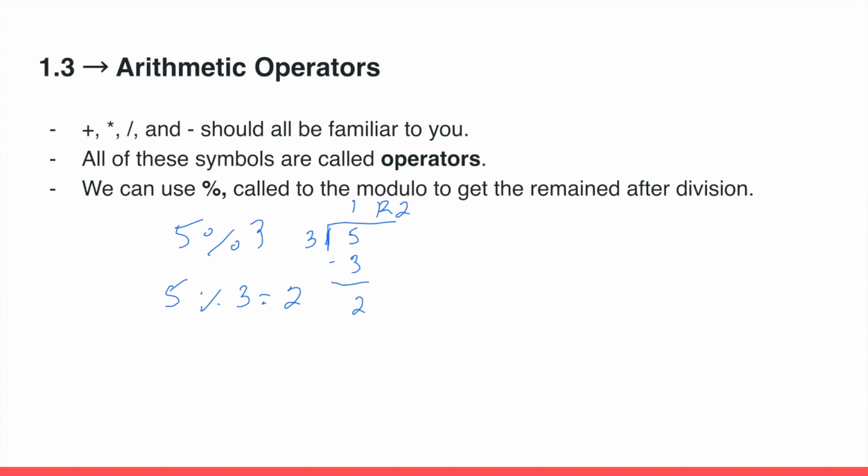Let's try another example. Let's say we have 36 modulo 7. Similarly, we're going to have 7 right here, and we're going to have 36 on the inside. And how many times does 7 go into 36? I think that's 5. So we're going to need 35, 36 minus 35 is 1, and then remainder 1. So that means that 36 modulo 7 is going to be equal to 1.